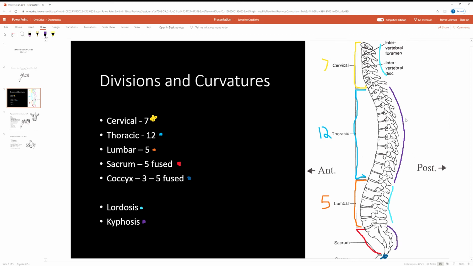If you kind of hunch your back, if you're sitting at your computer right now slouching, you can sort of envision this kyphotic curvature in your thoracic spine. But even still, you have to look forward with your head, so the cervical region has to be lordotic. And you can see that cervical and lumbar are lordotic, and thoracic and sacral are kyphotic.